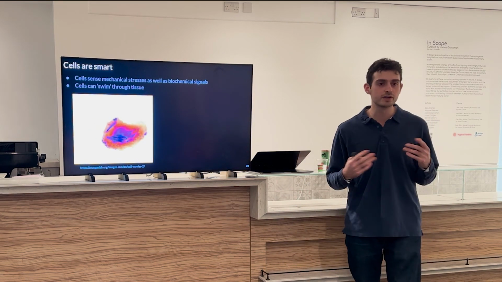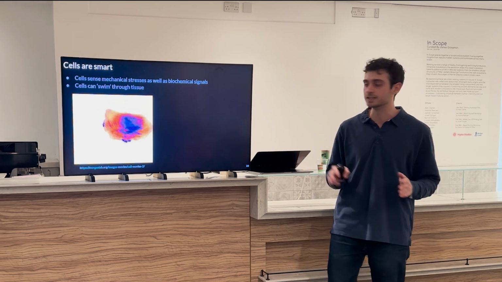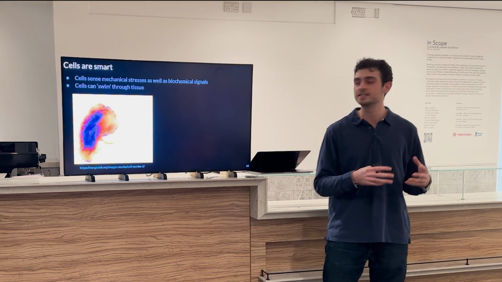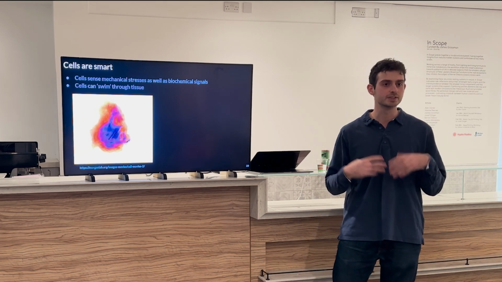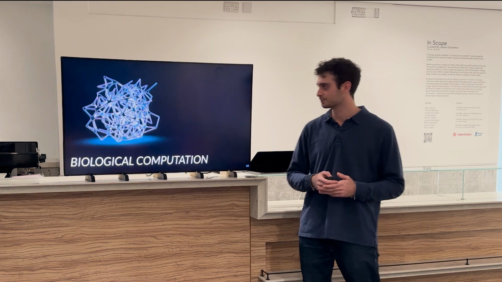And more than that, the cells themselves are actually smarter than we let on before. Cancer cells particularly can swim through tissue, and that's why you get metastasis. But also they can sense these mechanical stresses, as well as communicating with biochemical signals. And I'll try and get into some of this as well.